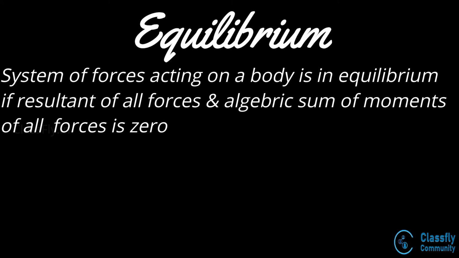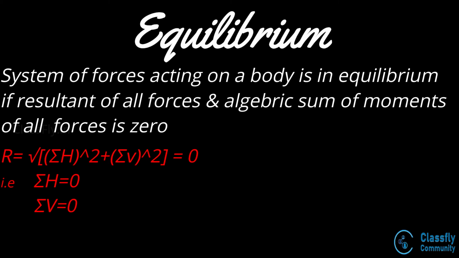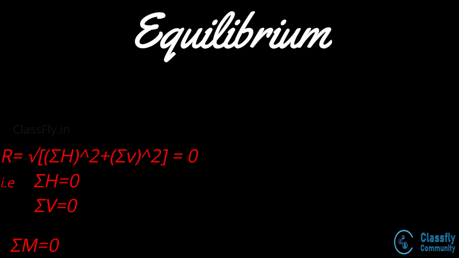Hence, from the definition, we can say that the conditions for equilibrium are that the resultant, that is the square root of summation H squared plus summation V squared, should be 0, and summation M, that is the summation of all the moments, should also be equal to 0. This basically means that summation H, the algebraic sum of horizontal components of the forces, should be 0. Summation V, the algebraic sum of the vertical components of forces, should be 0, and summation M, the algebraic sum of moments of all the forces about any point, should also be 0.